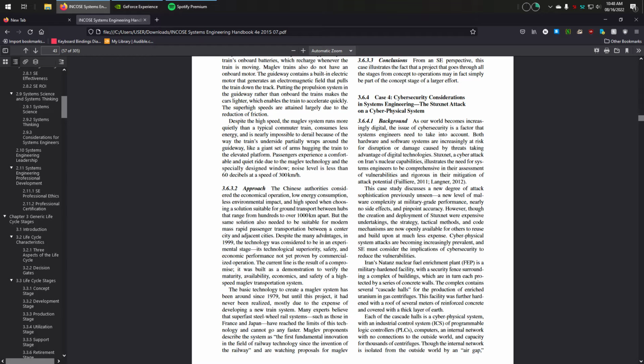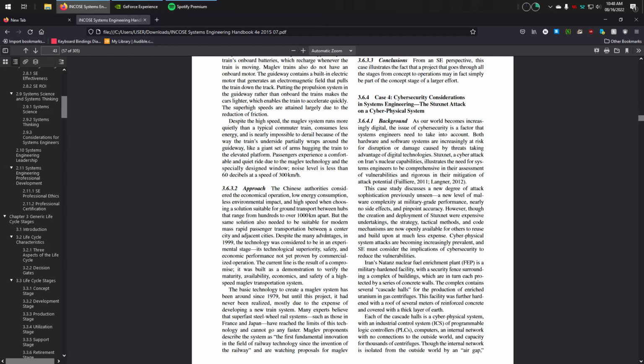advantage of digital technologies. Stuxnet, a cyber attack on Iran's nuclear capabilities, illustrates the need for systems engineers to be comprehensive in their assignment of vulnerabilities and rigorous in their mitigation of attack potential. This case study discusses a new degree of attack sophistication previously unseen, a new level of malware complexity at military-grade performance, nearly no side effects and pinpoint accuracy.